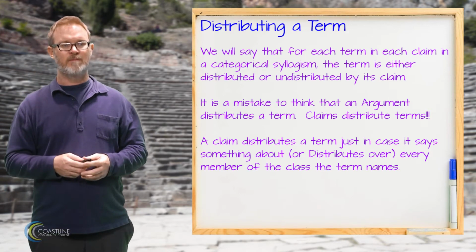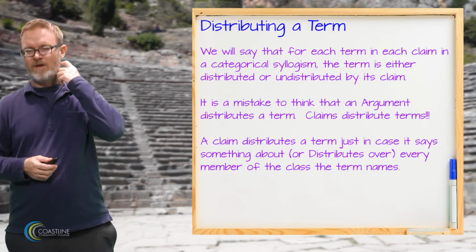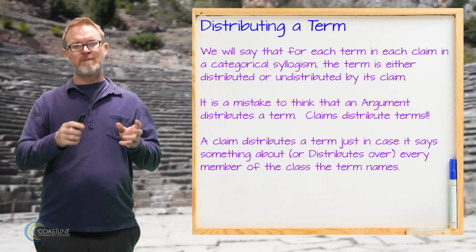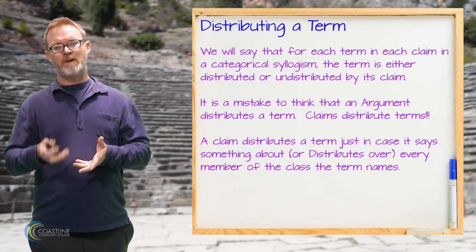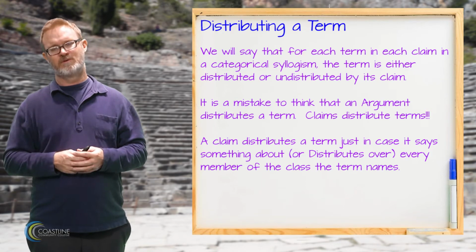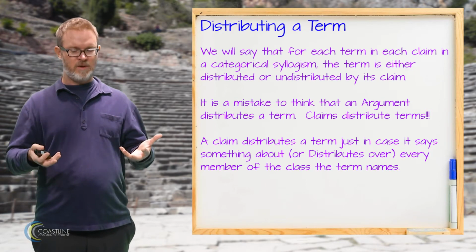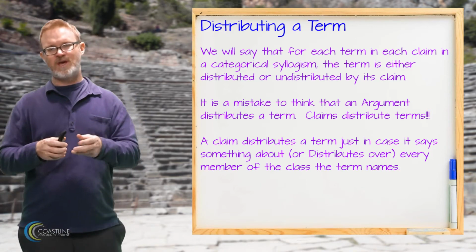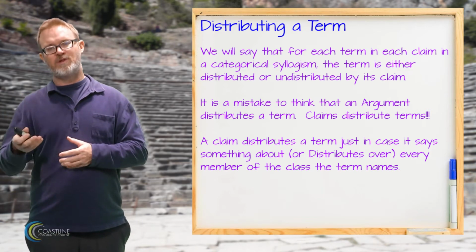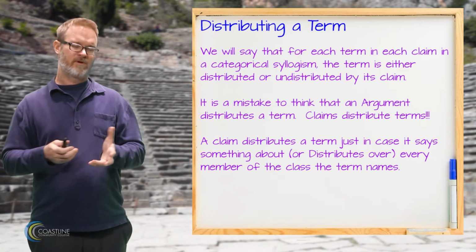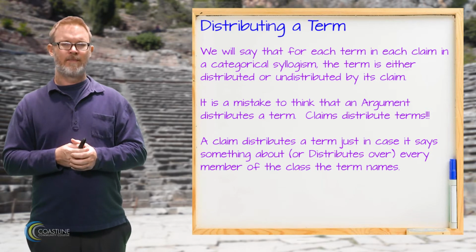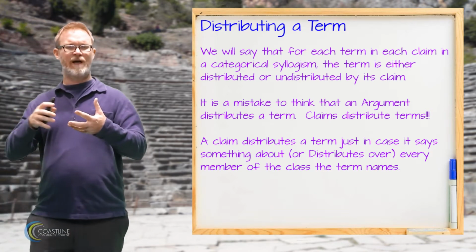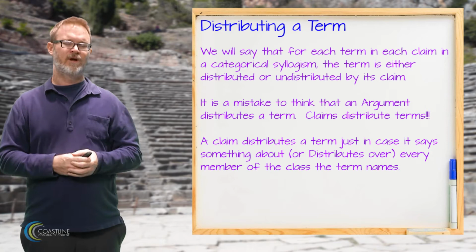Instead, I think the way to think about distribution is that a claim distributes a term just in case the claim says something about every member of the class the term refers to. Another way to put it, which I think makes sense of the idea of distributing, is that a claim distributes a term just in case it distributes over everything the term is about. It's a simple way to put it, right? In case it distributes over every member of the class the term is referring to.